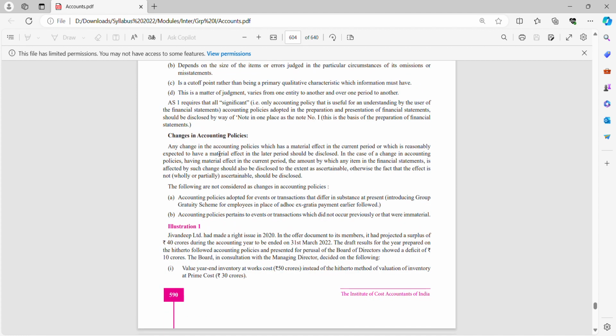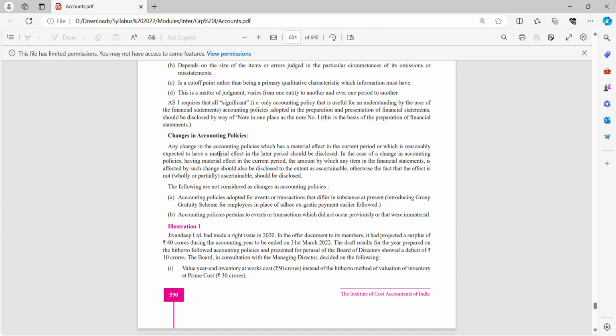Then we have changes in accounting policy. Suppose you are following the above assumptions, above concepts, then you are not required to disclose. But suppose you are making any change or you are not following them, then you are required to disclose them. Any change in accounting policies which has a material effect in the current period or which is reasonably expected to have a material effect in a later period should be disclosed. In case of change in accounting policies having material effect in the current period, the amount by which any item in the financial statement is affected by such change should also be disclosed to the extent ascertainable. Otherwise, the fact that the effect is not ascertainable should be disclosed.